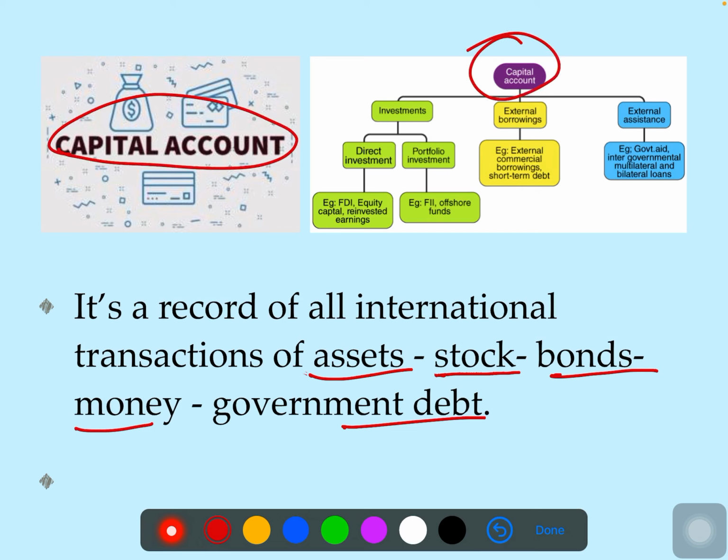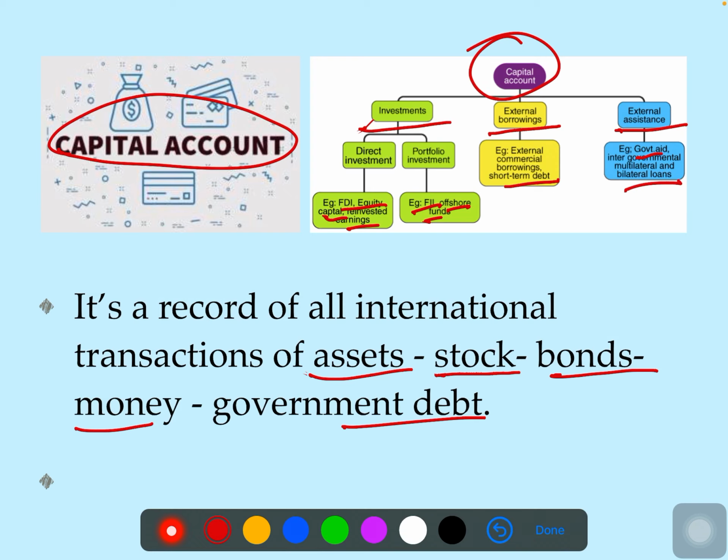These are the components of the capital account. There are three different ways: one is investment, the second is external borrowings, and the third is external assistance. We've already covered this. Investment includes FDI, equity capital, reinvested earnings, FII, which is foreign institutional investment, and offshore funds. External borrowing includes external commercial borrowing and short term debt. External assistance includes government aid, intergovernment, multilateral and bilateral loans. These all come under the capital account. These are the things we maintain a record of.